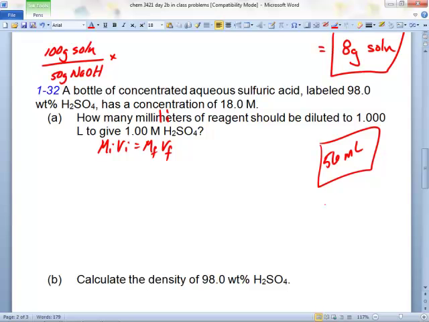I don't know if I did it right. Okay, let's see. That should be 98. Yeah, that's 98 weight percent. And they want density, so they want grams of solution over mils of solution. So you're going to end up with grams of solution. Do you have mils of solution on the bottom? It looks like you do the conversion. Yeah, liters of solution. That's milliliters of solution. Okay. You got it.